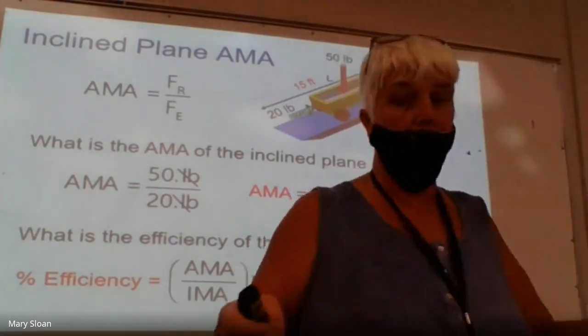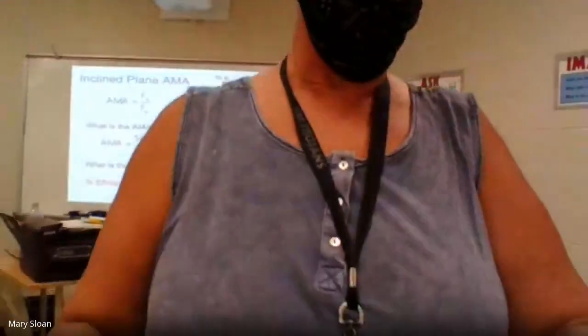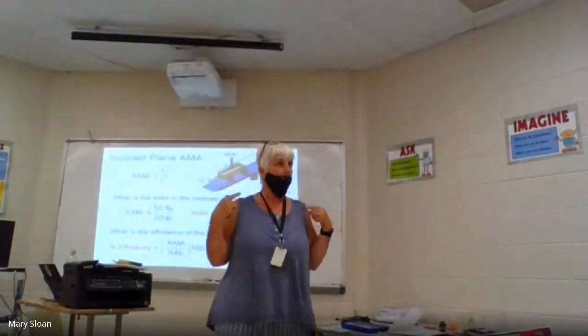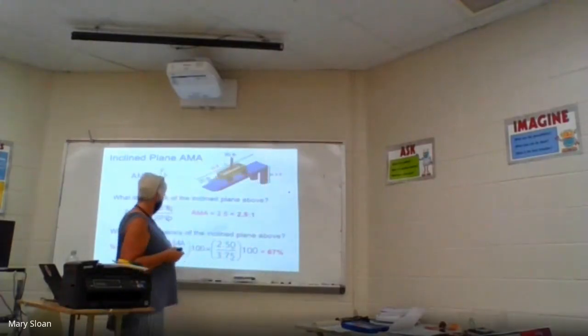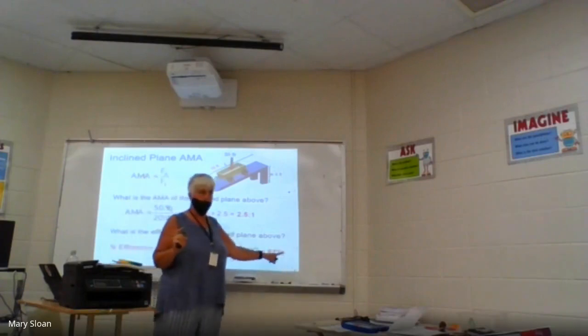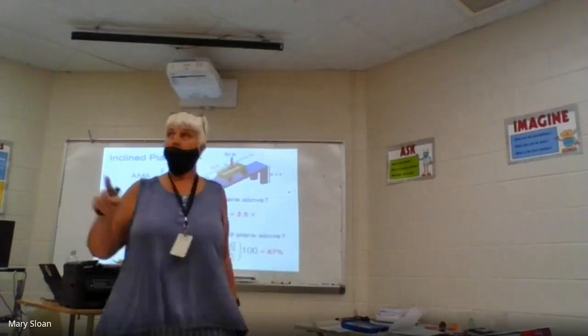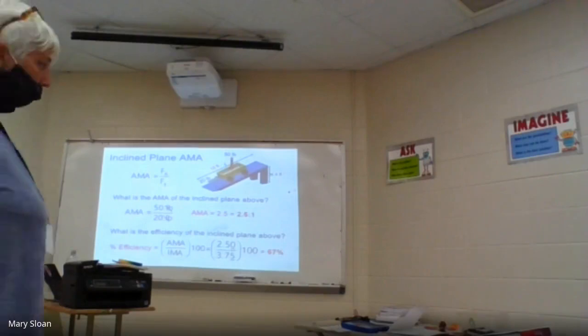So when you're talking about efficiency, you're talking about if you're going to buy a washing machine or a dryer. Efficiency is important because that tells you how much energy you're going to use. So to be able to do that, you're taking your AMA over your IMA and times it by 100, and you should get 67%. What does IMA stand for? Ideal mechanical advantage. Right. So then it would be 2.5 over 3.7.